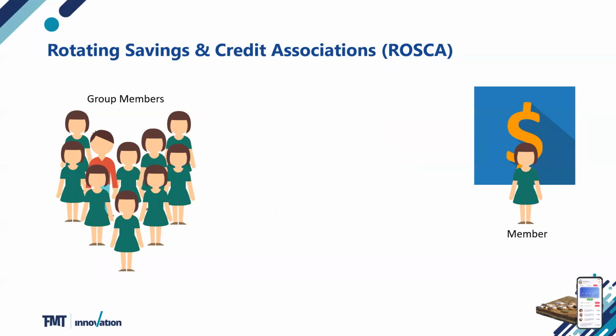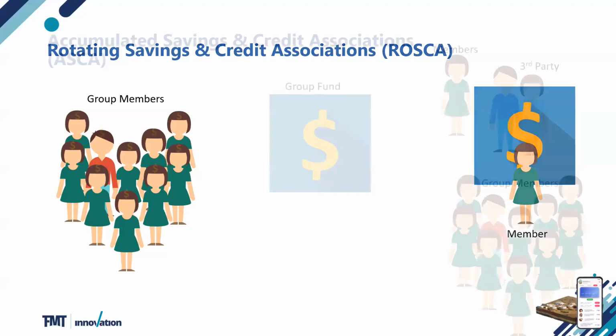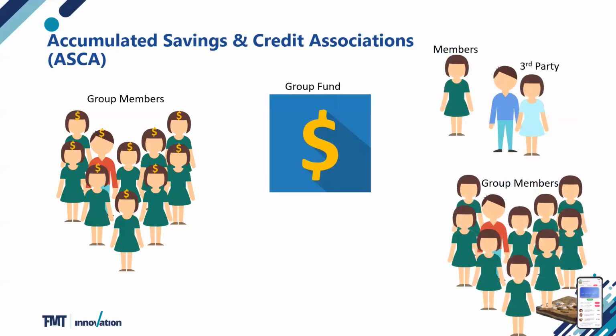And the group predetermines the rotation of the recipient of the sum, and also ensures that each participant will eventually receive their large payout. When the last member has received their lump sum, the group may decide to start on a new cycle or to stop saving. Another form of savings groups is known as accumulated savings and credit associations, where again, like the Rotating Savings and Credit Association, the members decide on the regular contributions and they put that money together.